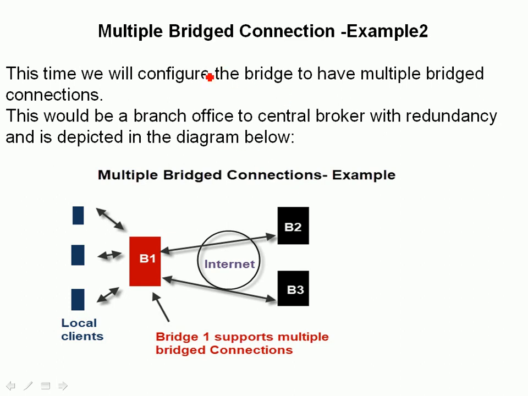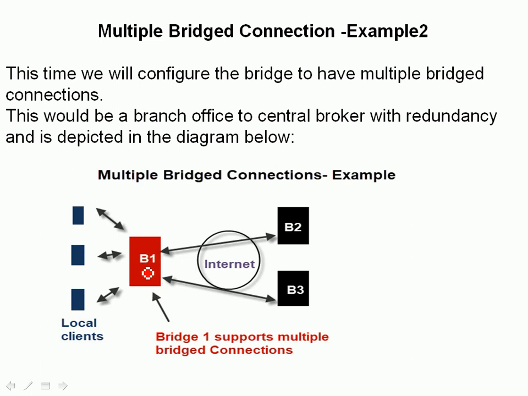Now the second scenario. This time we've got effectively a branch office with this broker here having 2 connections, one to broker 2 and one to broker 3 across the internet. We're going to secure this. Again this is a typical scenario where we need redundancy, so if the main connection fails, we need to move over to another connection so we can always communicate with a central broker.